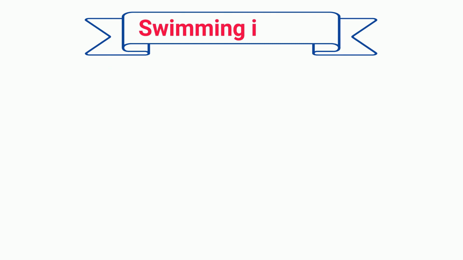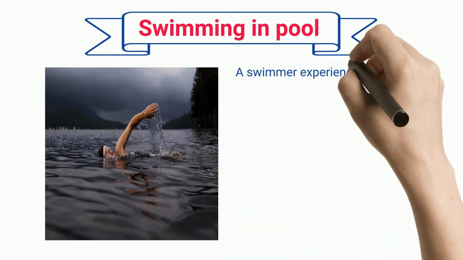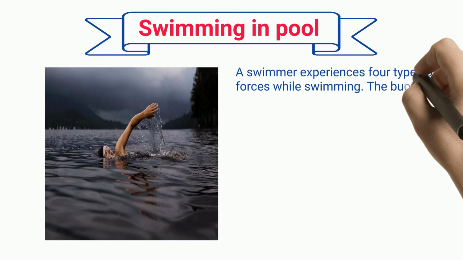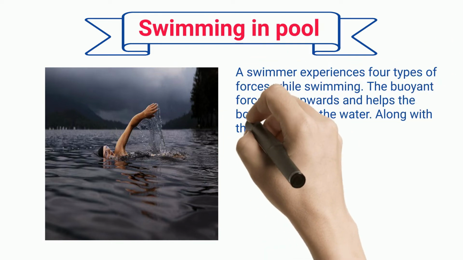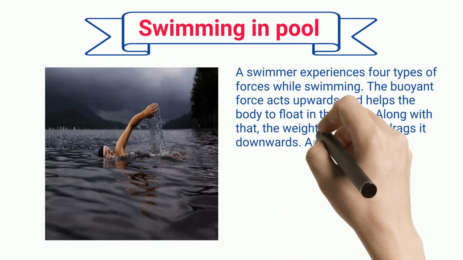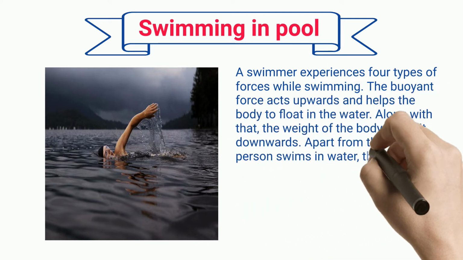Swimming in a pool. A swimmer experiences four types of forces while swimming. The buoyant force acts upwards and helps the body to float in the water. Along with that, the weight of the body drags it downwards.